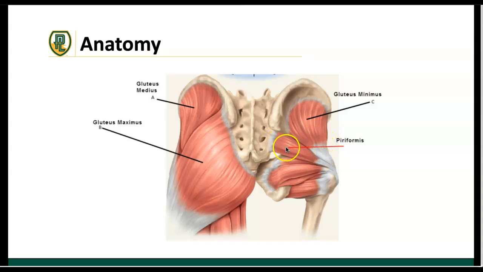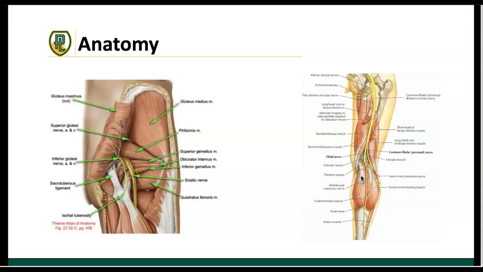What I want to point out here is the piriformis. Piriformis is an external rotator, and then we also have smaller external rotators called the deep hip intrinsics. So the quadratus femoris, for example, and the superior gemellus, those are all deep hip intrinsics that also facilitate or assist with hip external rotation.